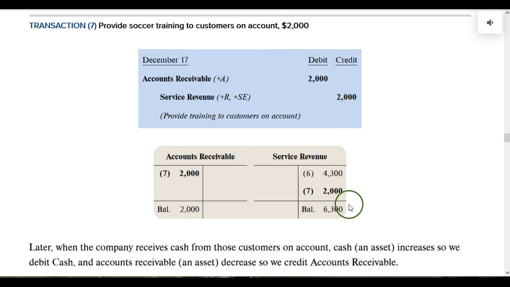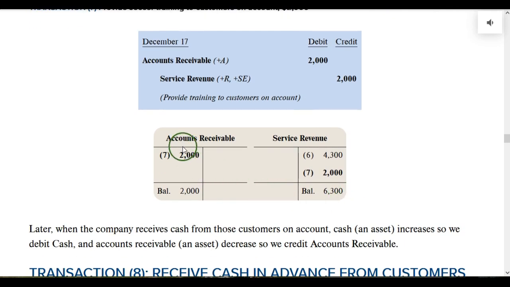That's the journal entry. What happens to the accounts themselves? Accounts receivable. This is our first posting to it. The balance is now $2,000. This is our second posting to the revenue account, so it goes up $2,000 to $6,300.